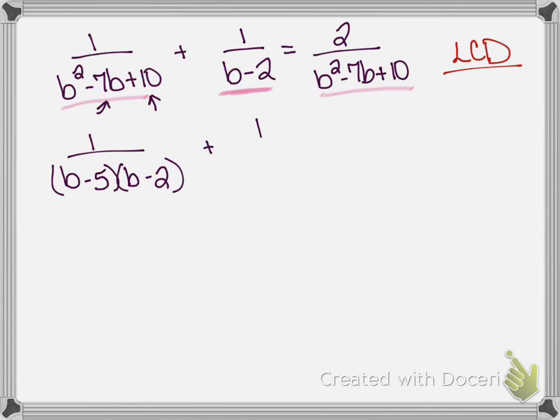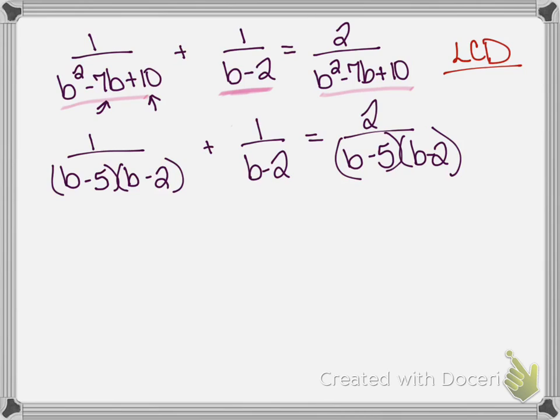Okay, now here, I don't have to factor anything. I just have 1 over b minus 2. We have already factored this one, so we know it's b minus 5 and b minus 2. So, in identifying our LCD, I'm going to start here. And I'm going to just go ahead and write both of them down. b minus 5 times b minus 2.